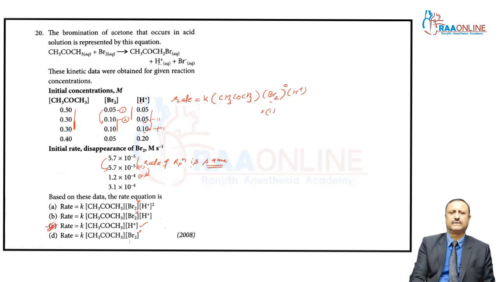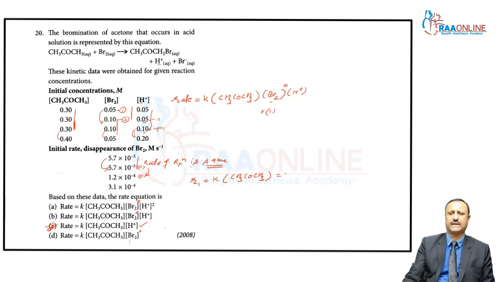And for acetone, when the concentration goes from 0.30 to 0.40, for acetone it is also a first order reaction. It is not double the concentration, it is just slightly increased by 0.10, and here the rate also increases. So, you can find out by this formula for acetone: R1 is equal to K into acetone. You can put the R1; the others are constant. These are not constant now, 0.10 and 0.05, but the others are constant.